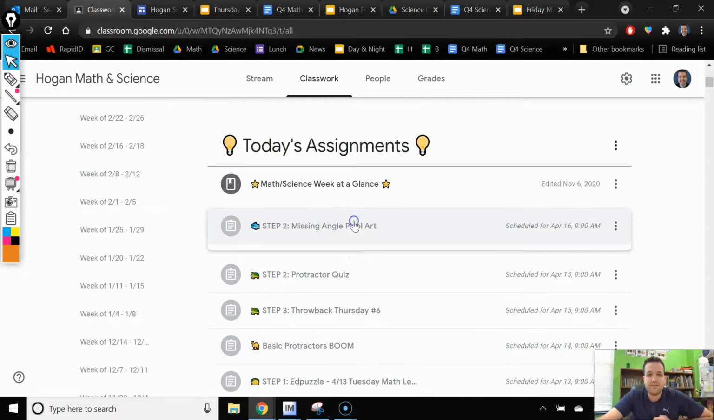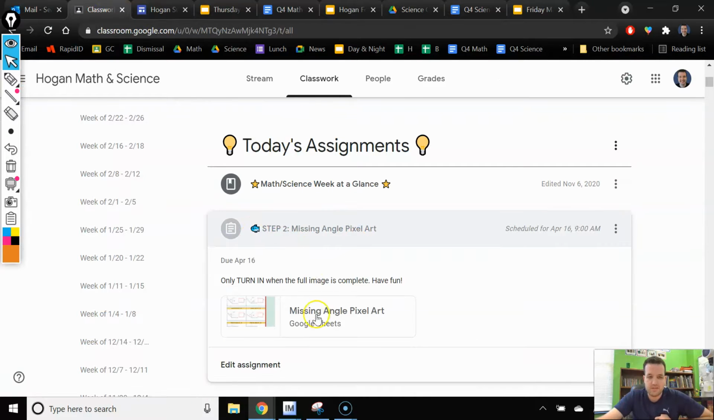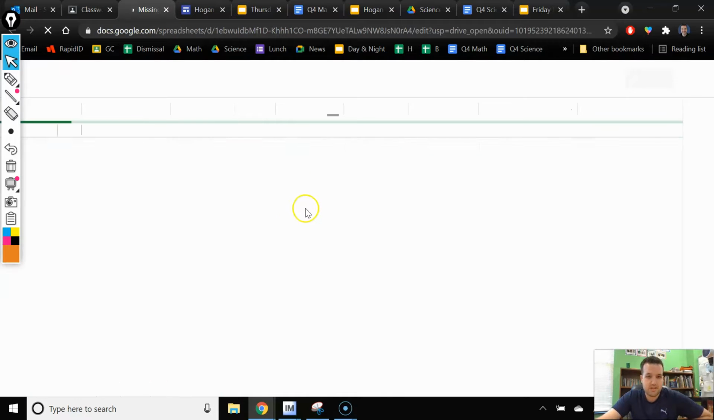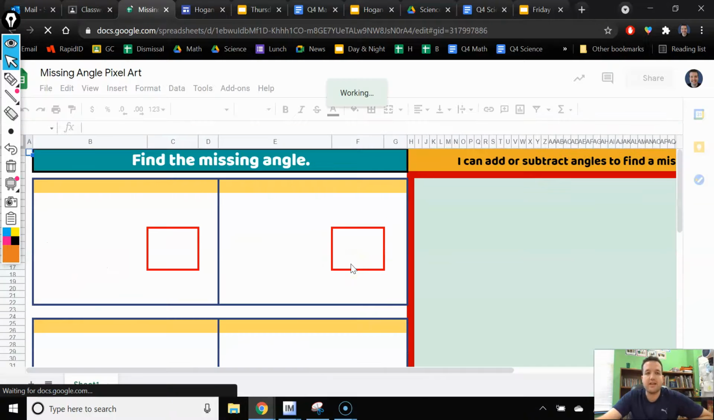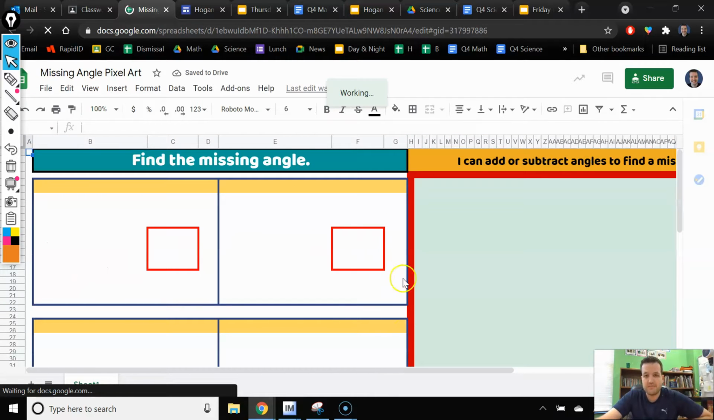So here is your pixel art. It's got the little fish next to it because it's Friday. I only want you to turn this in when the full image is complete. Don't give me anything that's half complete, okay? I want the full image complete. The pixel art today, I did not create this one. I think it's really amazing though. I think you really like it.